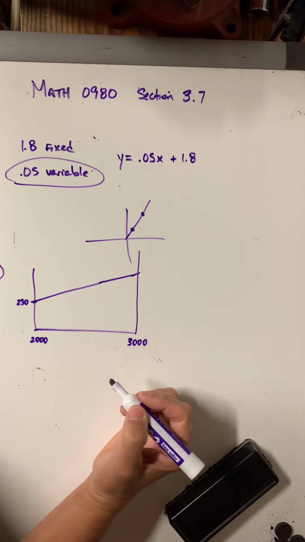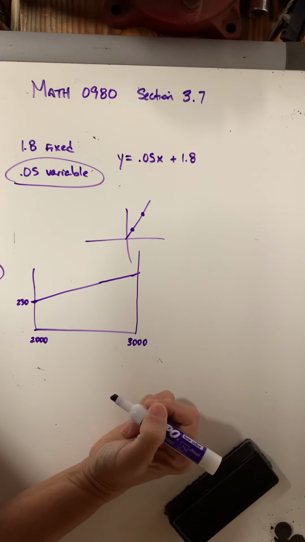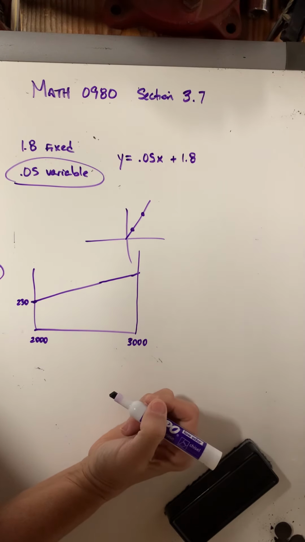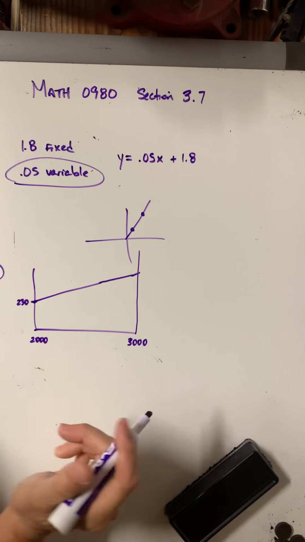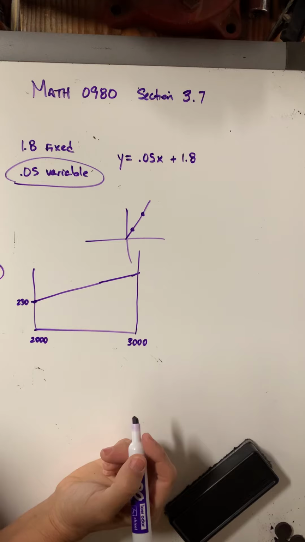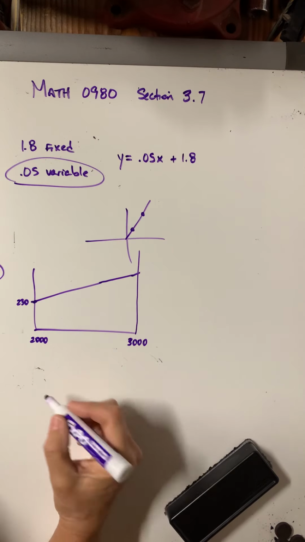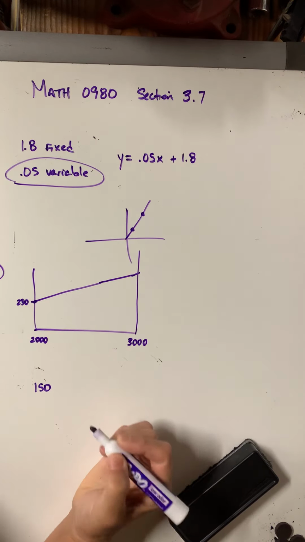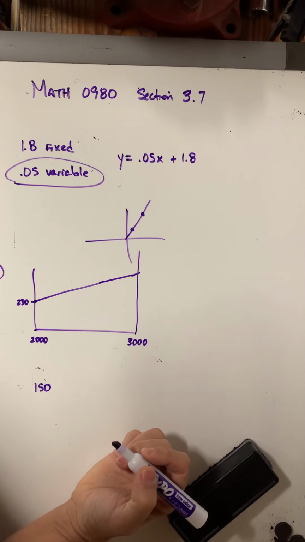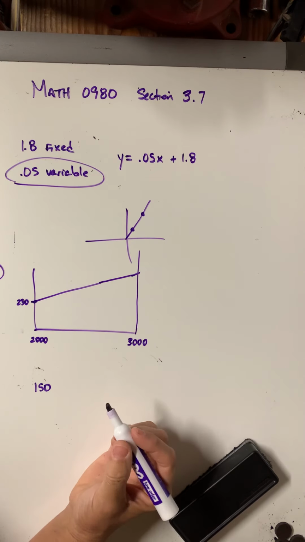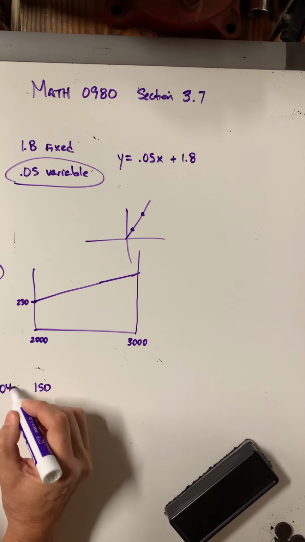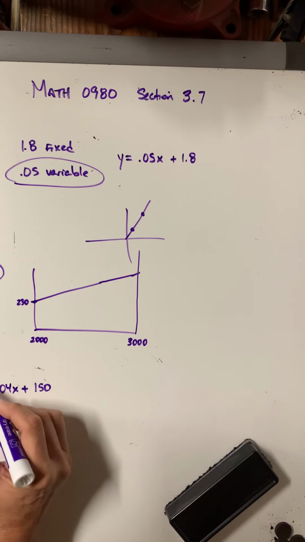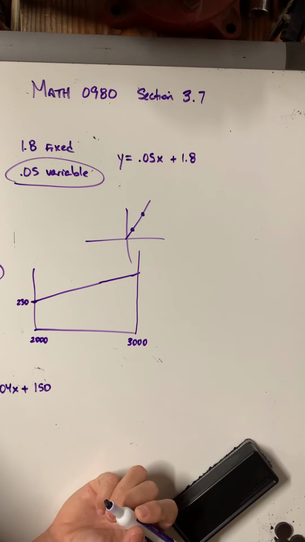So, let's see, what do they want here? Oh, they want you to graph it, right? So they give you information. Mine says an appraiser charges a flat rate of $150, so that's the fixed rate, to appraise a house plus 0.04 dollars, or 4 cents, per square foot. So I'm going to go 0.04x plus 150. So that's my equation.